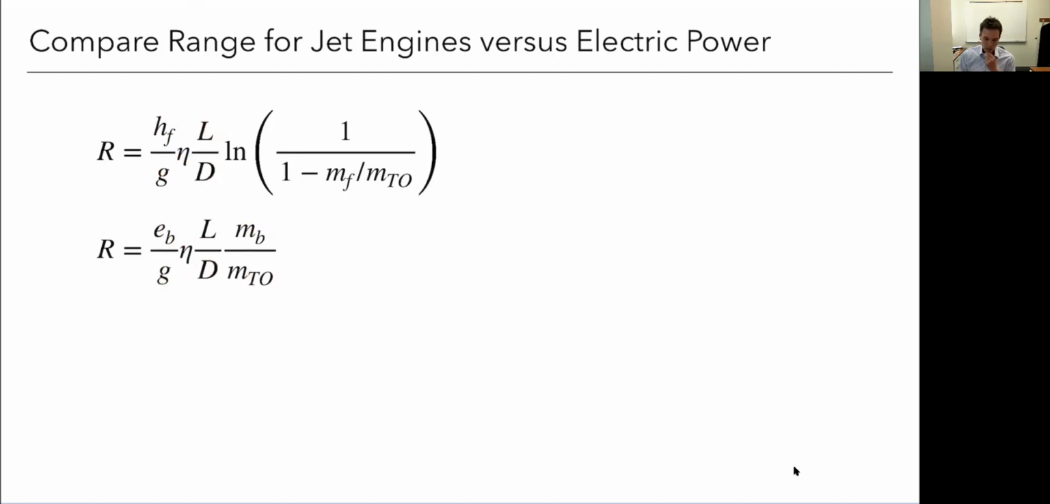And of course they look different because in this case, we just had to multiply a mass times energy density to figure out how much energy we had. Whereas in this case, there was a natural log because we had to do that integral because the mass was constantly decreasing. So let's do some comparisons.